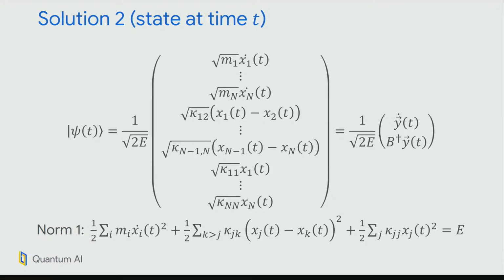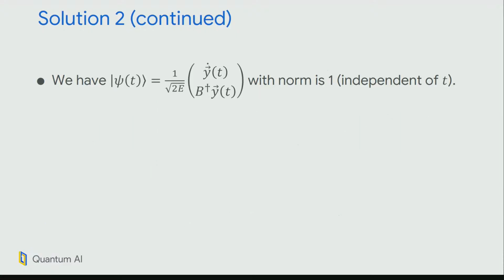Right, so now I have to show you what the Hamiltonian is. As I said before, this is the state we're going to talk about, y dot, b dagger y. Its norm is 1, independent of time. That's a good start.